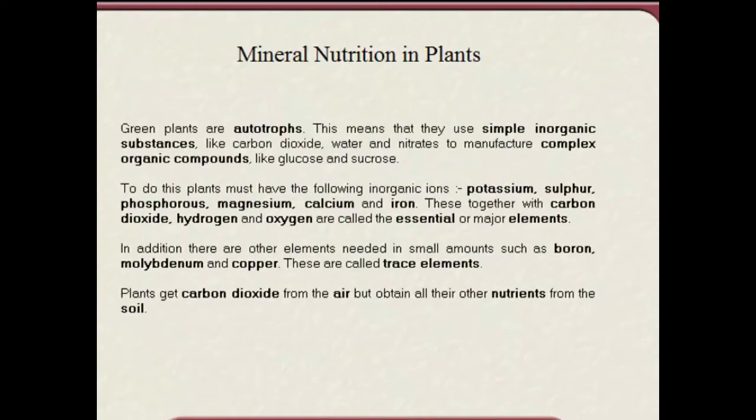Green plants are autotrophs. This means that they use simple inorganic substances like carbon dioxide, water and nitrates to manufacture complex organic compounds like glucose and sucrose. To do this, plants must have the following inorganic ions: potassium, sulfur, phosphorus, magnesium, calcium and iron. These, together with gases such as carbon dioxide, hydrogen and oxygen, are called the essential or major elements.